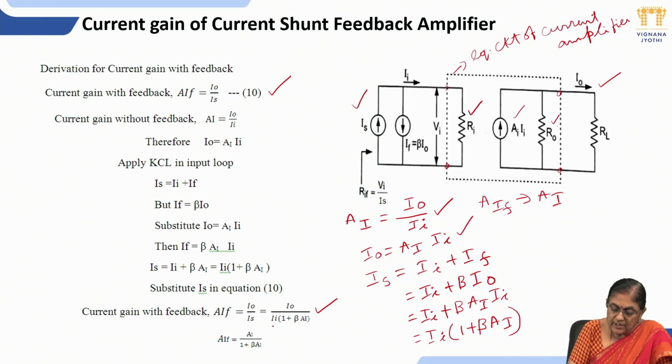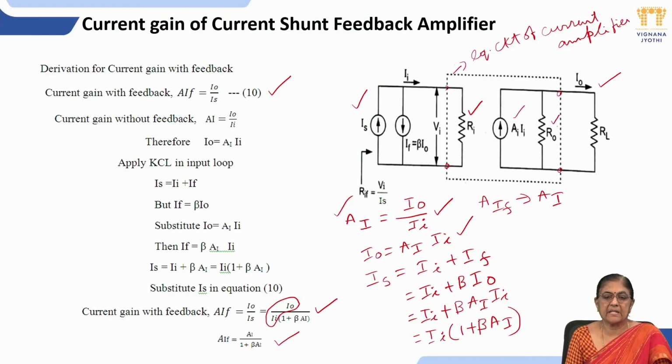So instead of I naught by II, what can you write? AI. So therefore AIF is equal to AI by 1 plus beta AI. Now you can clearly understand the terms present in this expression. AIF is current gain with feedback, AI is current gain without feedback, and beta is the feedback factor. From this expression, you can easily understand that current gain with feedback is less than that without feedback by the factor of 1 plus beta AI.